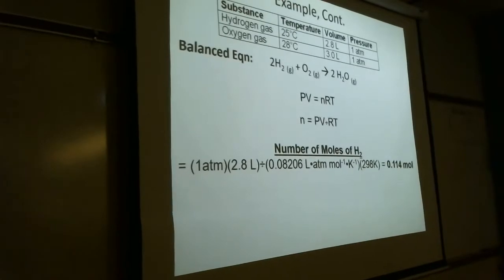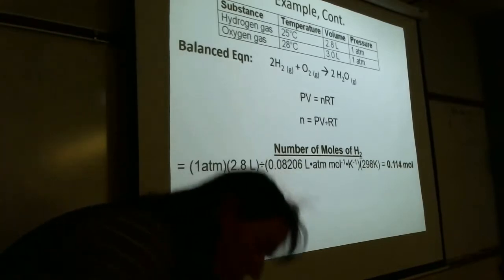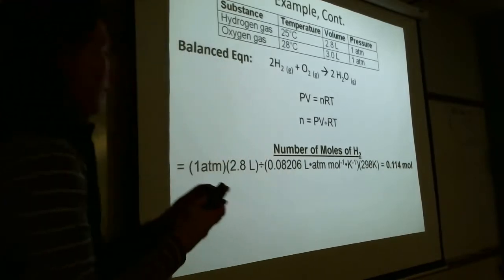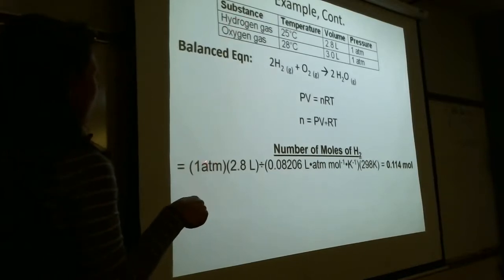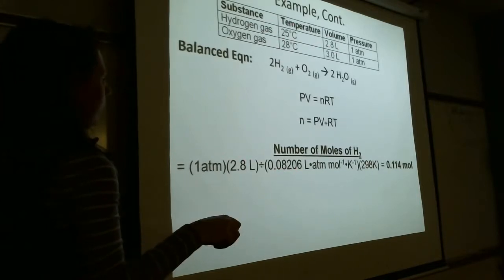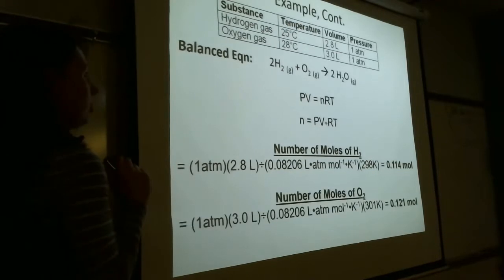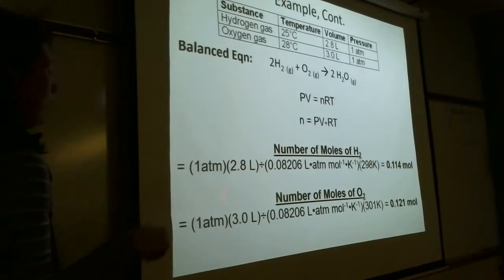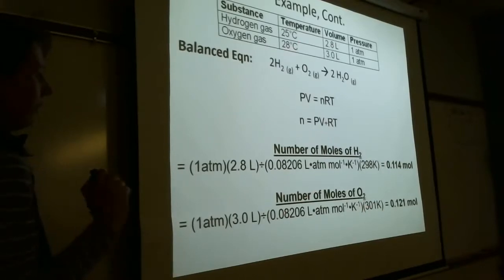And so let's calculate number of moles of H2. Plugging in my data from the problem is all I'm doing. Right? I'm just plugging in my data that I was given. So the pressure is 1, volume's 2.8. This is a constant, and then I convert Celsius to Kelvin, right? PV over RT. Now we got to do it for O2 as well, right? So 1 atmosphere, 3 liters, R is a constant, and then 28 degrees Celsius would be 301 Kelvin.